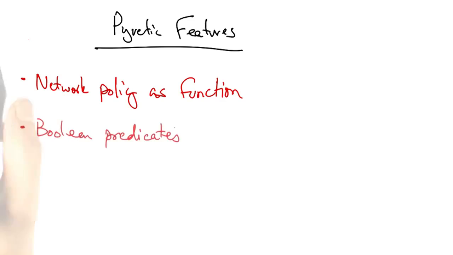The second feature of Pyretic is the notion of Boolean predicates. Unlike OpenFlow rules, which do not permit the expression of simple conjunctions such as and or negations like not, Pyretic allows the expression of policies in terms of these predicates.